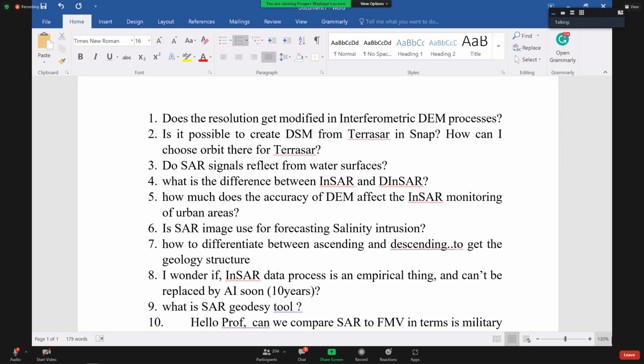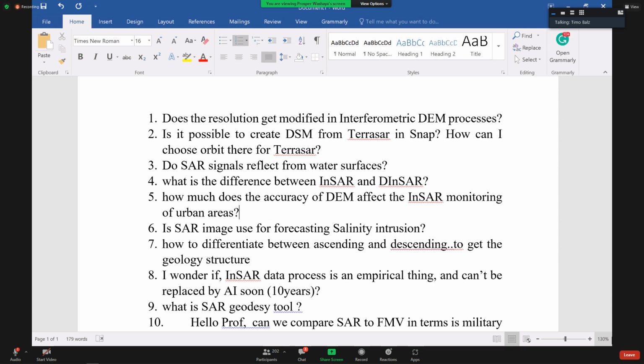Okay. Is it possible to create a DSM from TerraSAR in Snap? I don't know. I guess so. Actually, I'm not really an expert with Snap software. And how can I choose the orbit there for TerraSAR? I do not know how to do that in Snap. However, the orbit of the TerraSAR data will be in the metadata from the TerraSAR image, so you will not need to download any orbit for that. That should be already there.